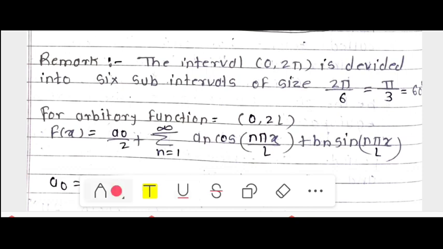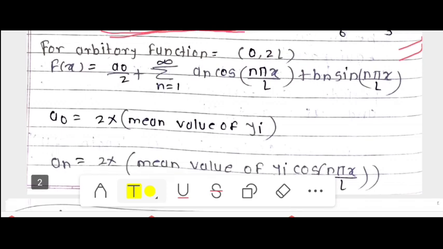See some important remarks on this topic. The interval 0 to 2 pi is divided into 6 subintervals of size 2 pi upon 6. That is, if we want to divide the interval 0 to 2 pi into 6 subintervals, then 2 pi divided by 6 is equal to pi by 3, that is 60 degrees. That is, the difference between each value of xi is 60 degrees.